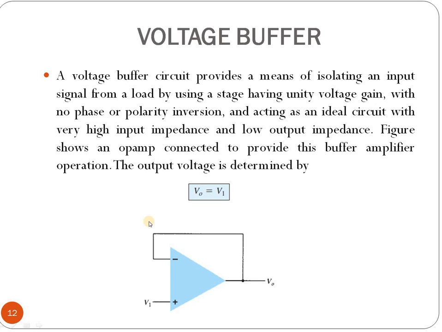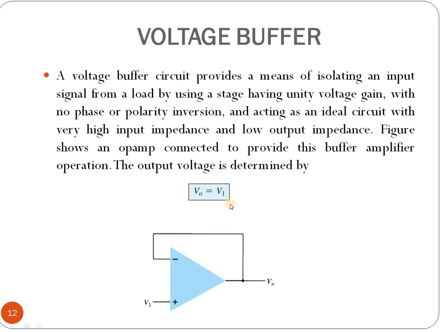Voltage buffer. This voltage buffer circuit provides a means of isolating an input signal from a load by using some stage of voltage gain, and it should normally have unity voltage gain. You know that unity voltage gain is when RF and R1 are equal. Here actually there is no RF and R1, so no feedback resistance, no input resistance. That's why the output is directly connected with the inverting input, that is short circuited, and that's why V0 equals V1. The input voltage V1 is connected with the non-inverting side, so the output V0 depends directly on V1, so the output must be V0 equals V1.